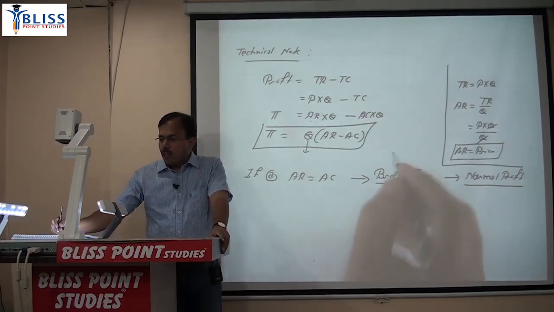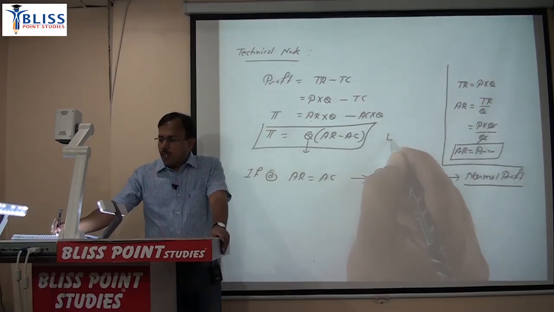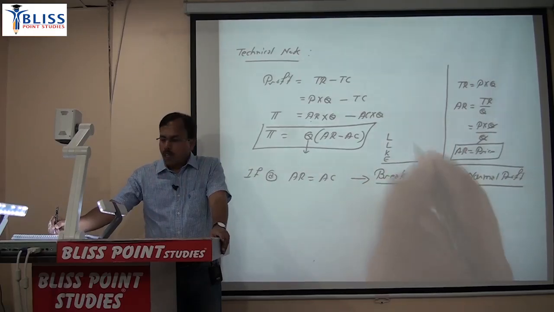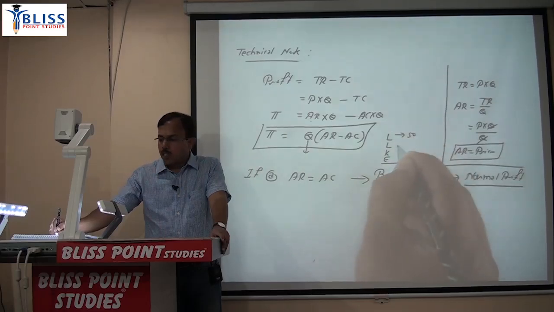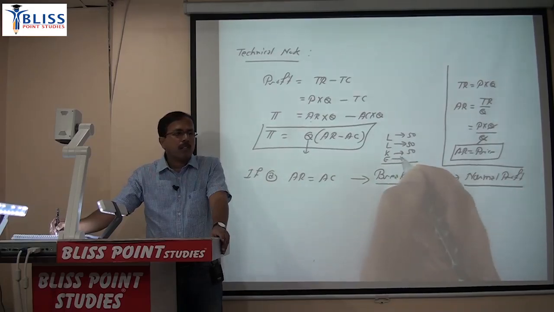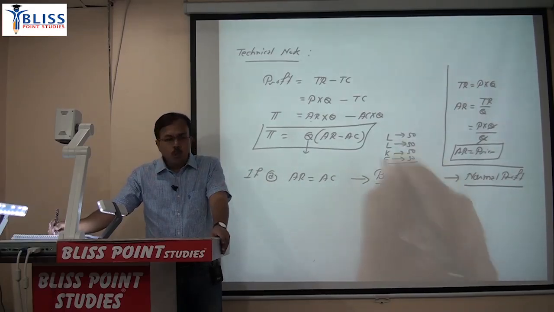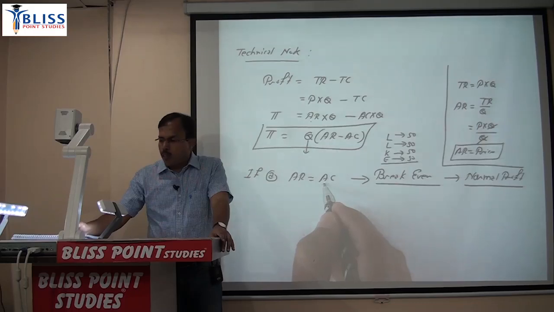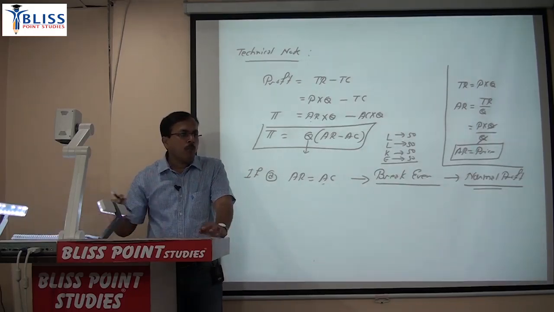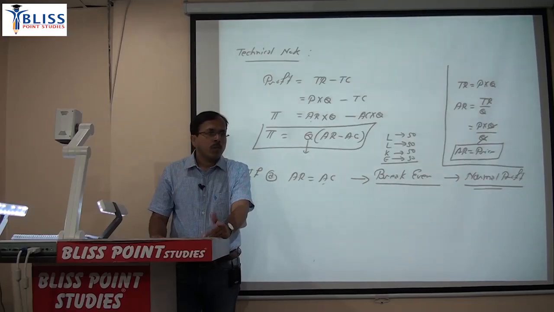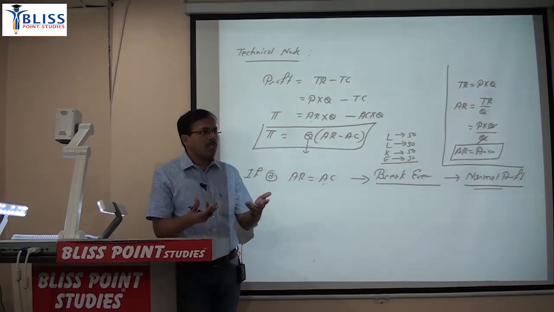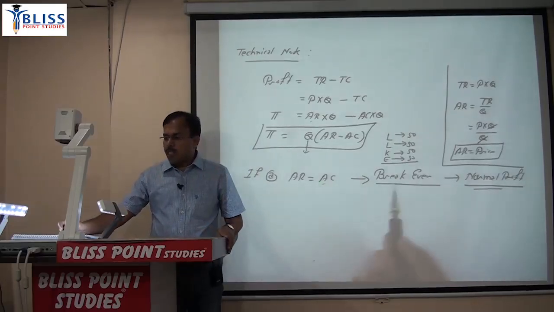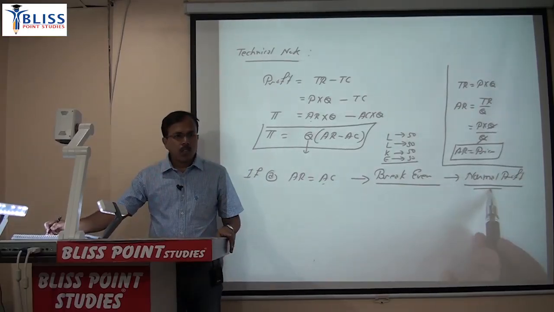Just for example, suppose in order to produce a commodity I use labor, land, capital and entrepreneur. These are the 4 factors of production. Labor has to be paid wages, land has to be paid rent, capital will get interest. What will the entrepreneur get? Profit. So we have included profit in cost. If a firm is able to recover the cost, then the firm is getting normal profit. But if you have more than that revenue, then it will be super normal profit. Super normal or abnormal or excess profit, it is called. So if AR is equal to AC, then there is break even and it is normal profit.